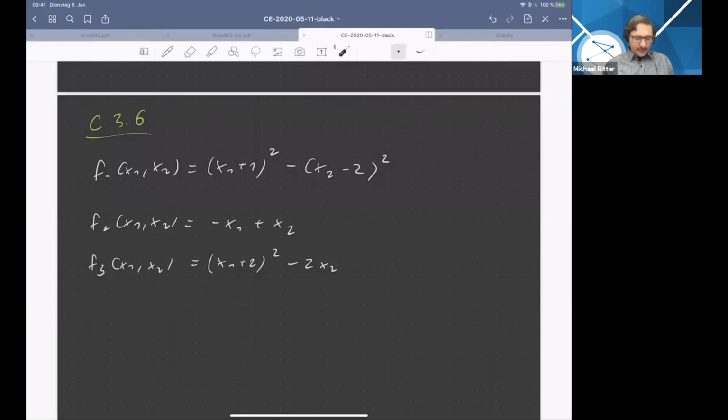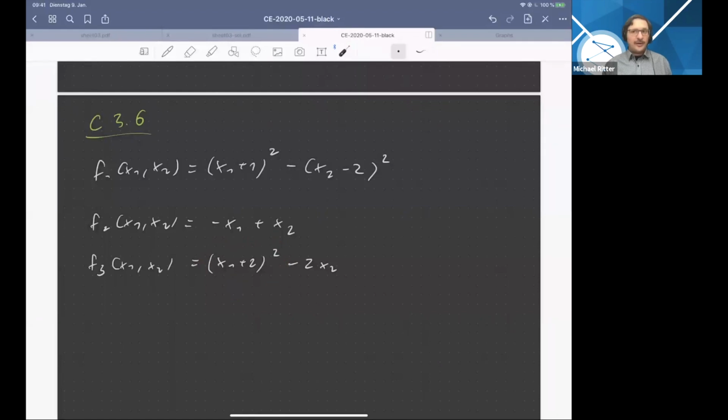For f2, in contrast to that, both of these variables enter just linearly. Yeah, so there's minus x1 plus x2. So again, for both axes, one would expect the function to behave linearly. And then f3 is basically a mix of those two extremes. So here we have x1 entering with a square. That's the quadratic part of the function.